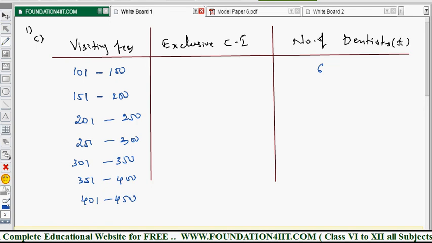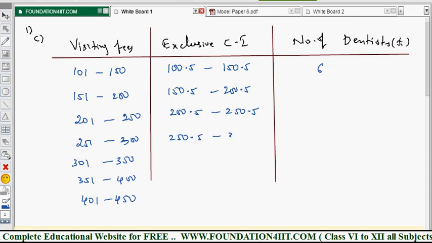401 to 450 rupees. And given the frequency, if you convert it to the exclusive case, 0.5 is reduced and 0.5 is increased. That is 100.5 to 150.5. Next again 150.5 to 200.5. 0.5 increase and decrease, lower limit and upper limit. That is 200.5 to again 250.5.